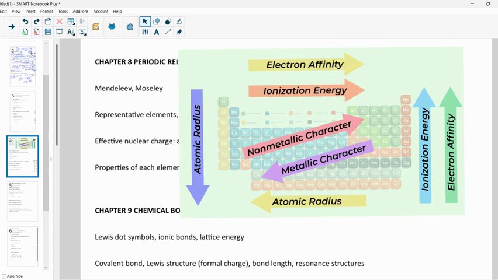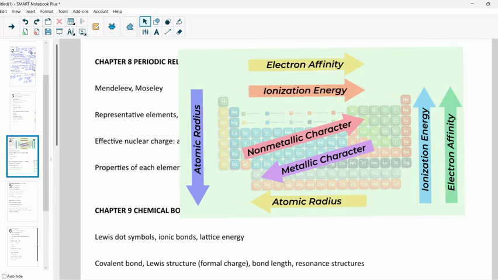All right. Why does it get more reactive? It's all based on that ionization energy. The lower the ionization energy, the more reactive it is. It's easier to lose an electron. If it's easy, that's going to speed up the reaction, and we're going to end up having a violent reaction as we go down here.